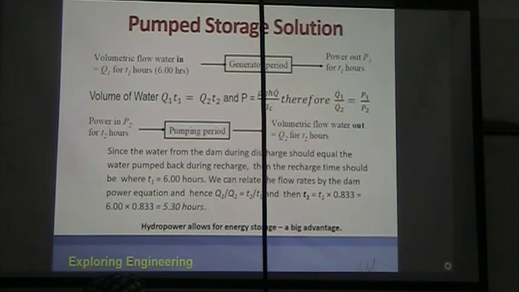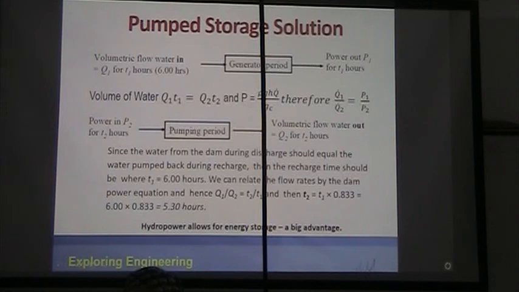Our volumetric flow rate is Q1 for T1 hours. Okay, so that's 6 hours, and the power out is P1 for that T1 hours. So our volume of water is Q1 times T1. It is equal to Q2 times T2.